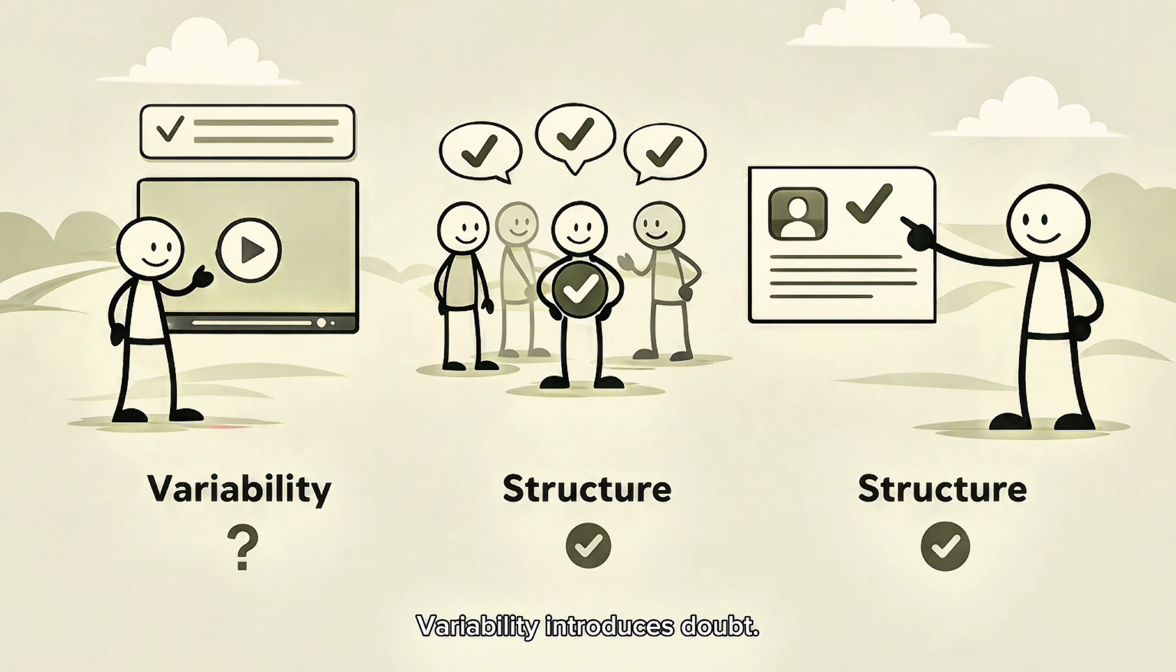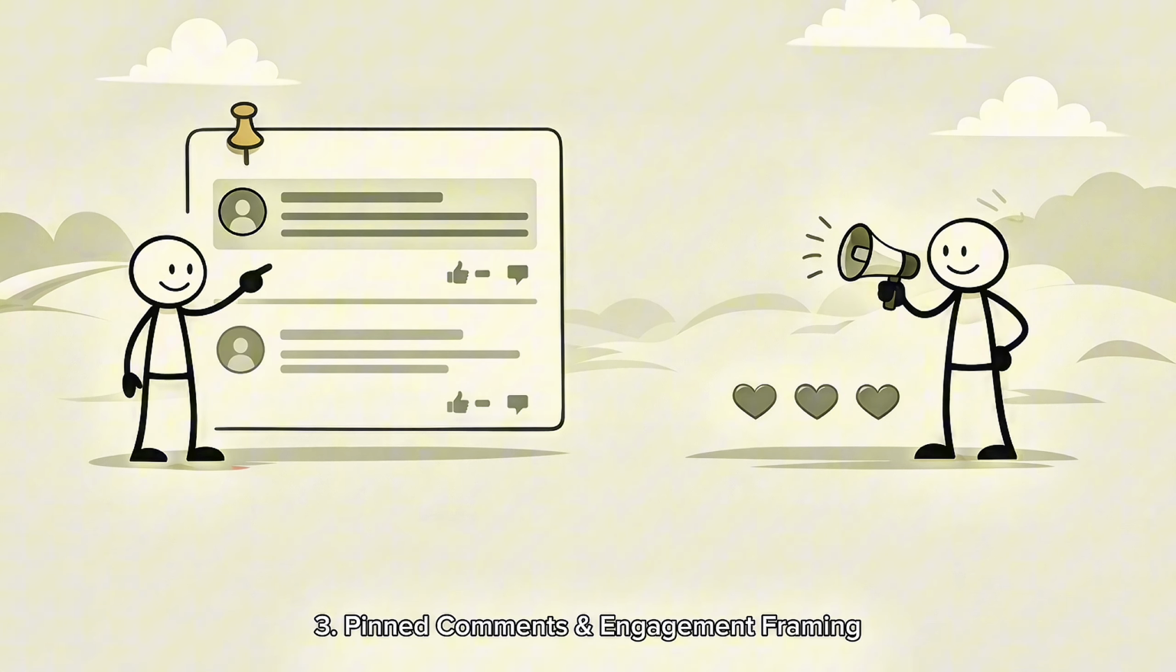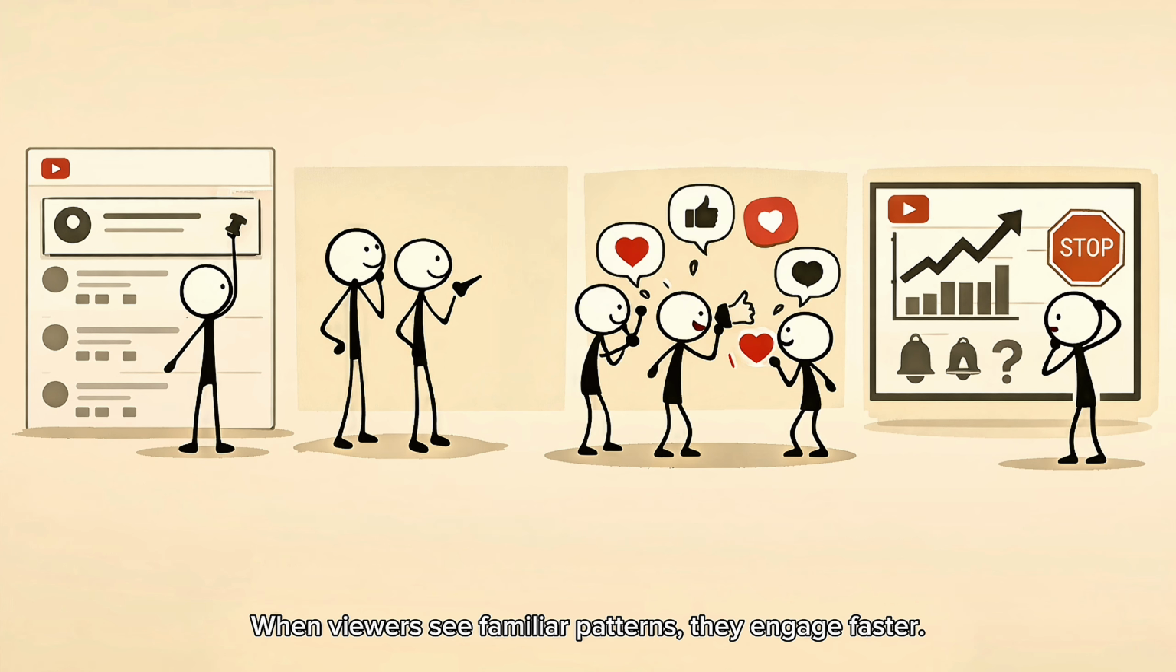Variability introduces doubt. Structure creates trust. Three: pinned comments and engagement framing. Pinned comments are not just for calls to action. They frame viewer behavior. When viewers see familiar patterns, they engage faster. Faster engagement gives YouTube early interaction signals, which influences whether testing continues or stops.